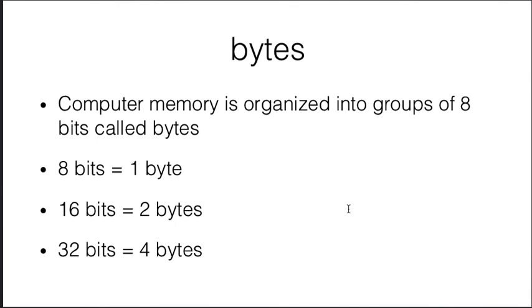Now, computer memory is organized into groups of 8 bits called bytes. So 8 bits is 1 byte, 16 bits is 2 bytes, 32 bits is 4 bytes. Sometimes people talk about a nibble, that's 4 bits.